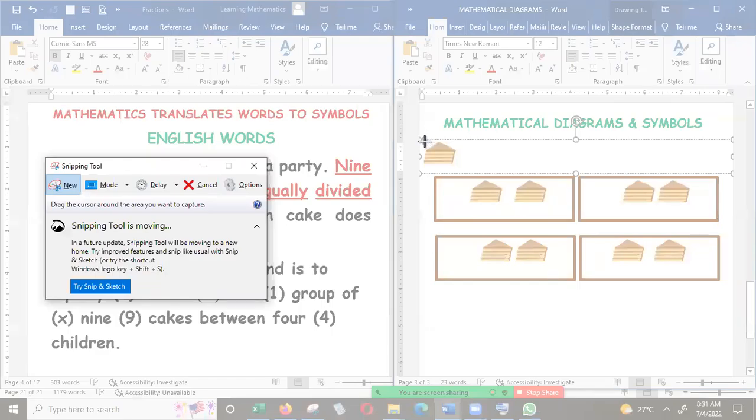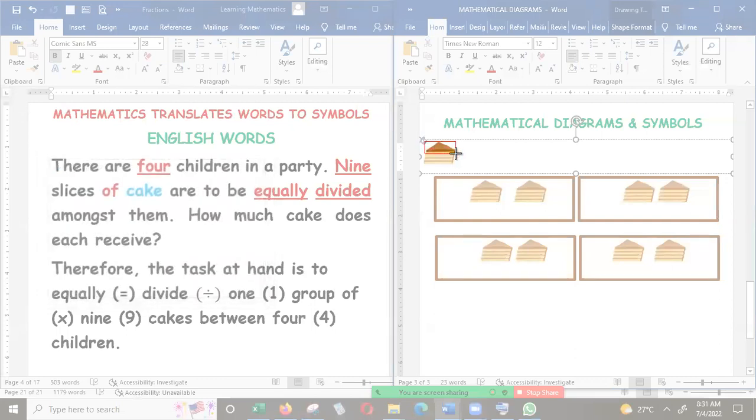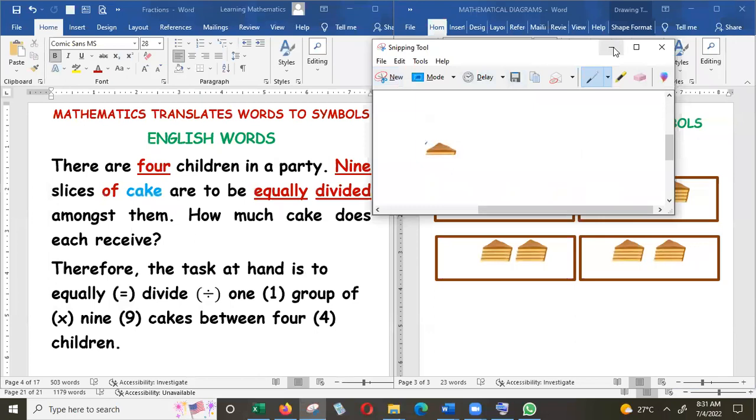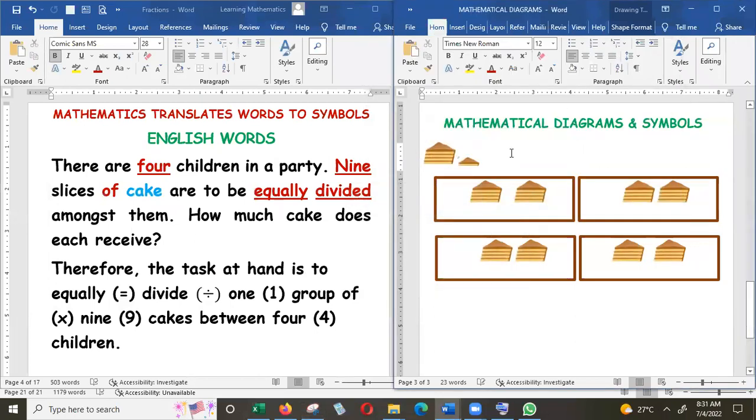So we can give one slice, here it is, as one slice, 2 slices, 3 slices, 4 slices. So this one cake is separated into 4 equal slices. It is now transformed into these 4 slices, so we can delete this. So here's this one cake in 4 equal slices, so we can give one to each child.